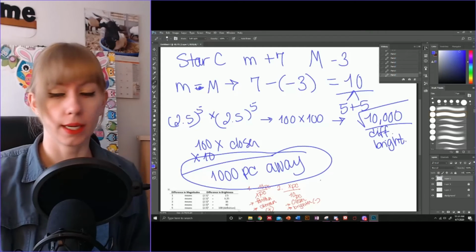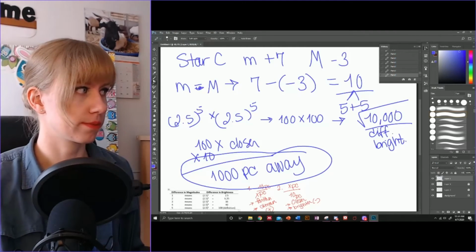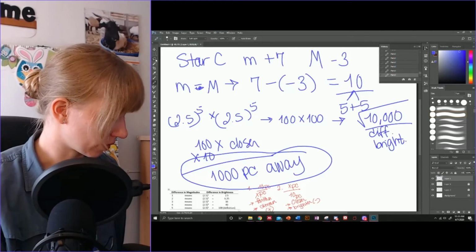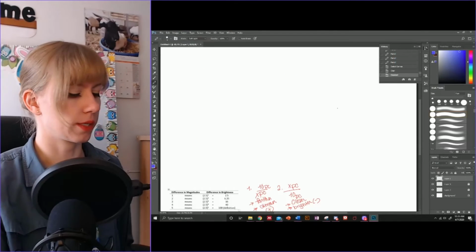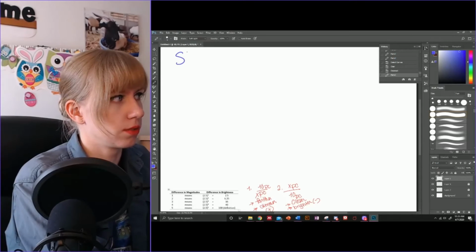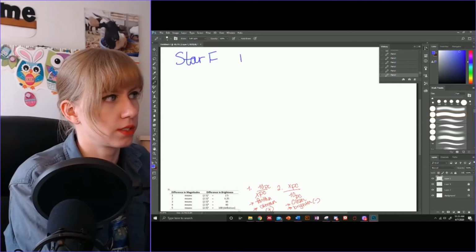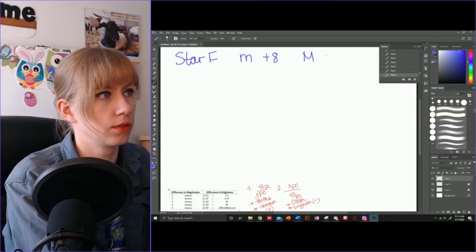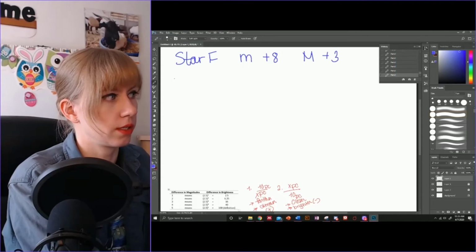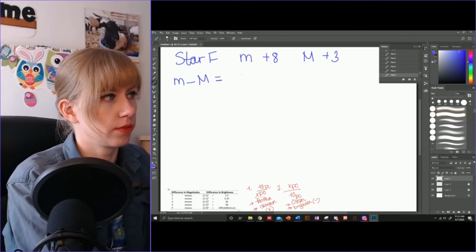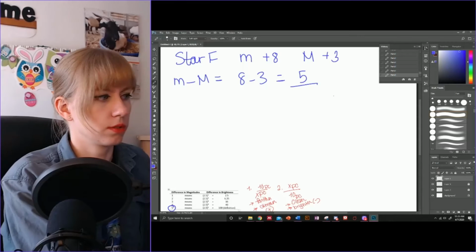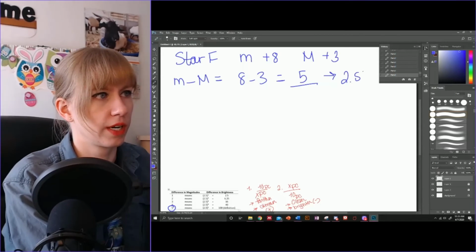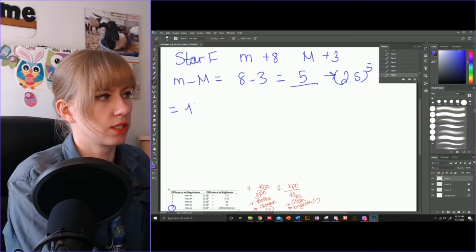Alright, and let's try one more, just to make sure that we all get this. Okay, so final star. This one we're going to call star F. Star F has an apparent magnitude of plus 8 and an absolute magnitude of plus 3. Okay, again, m minus m is going to give us 8 minus 3. It's going to give us 5. Okay, oh, so simple. Difference in magnitude of 5, we're going to go 2.5 to the 5th, which means our difference in brightness is 100.